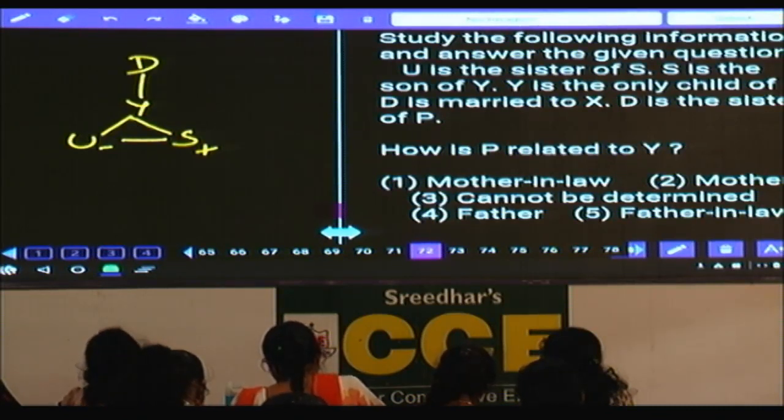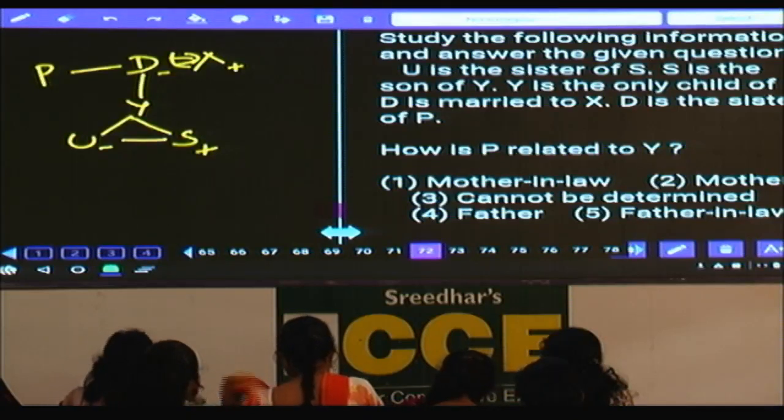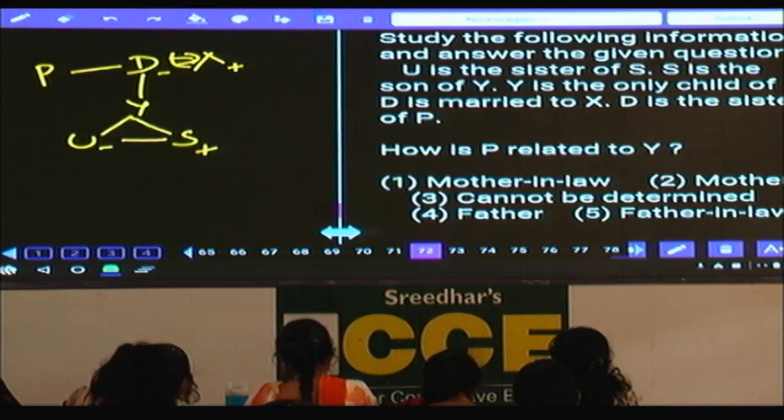Next, and D is married to X. D and X are a married couple. D is the sister of P. As D is the sister of P, X is a male. D and P are siblings to each other. How is P related to Y? The gender of this P is not known, male or female. Hence cannot be determined, choice 3.